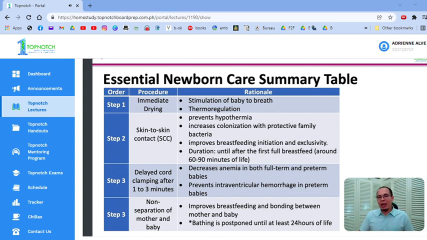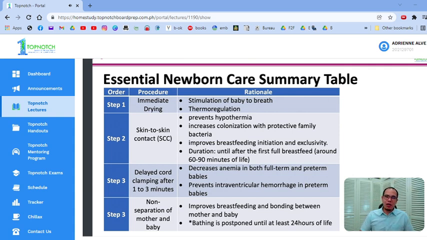Number 3 is properly timed cord clamping. And when you say properly timed cord clamping, ano yung timing yan? It's 1 to 3 minutes or until the pulsation stops, whichever comes first, kung ano man yung mauuna. Okay, so that's clear, okay? Whichever comes first. Ibig sabihin, 4 minutes na may pulsation pa rin, dapat naklamp mo na yun na 3 minutes, okay? For example, wala pang 1 minute pero wala nang pulsation, pwede mo na siyang i-clamp. So 1 to 3 minutes or when the pulsation stops, whichever comes first.